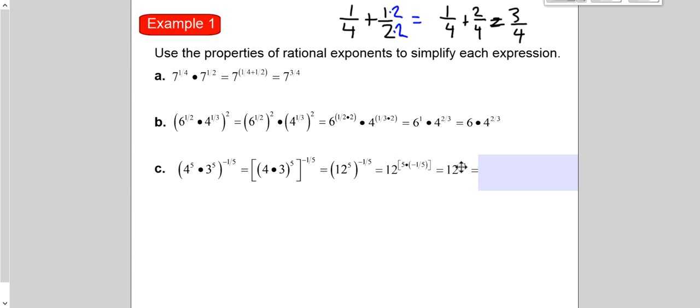And what's 12 to the negative 1? Remember, negative exponents give us reciprocals. 1/12. And that's our first set of examples with fraction exponents.